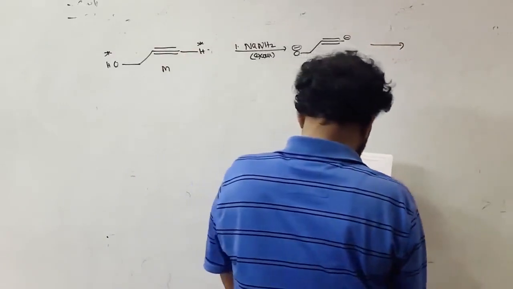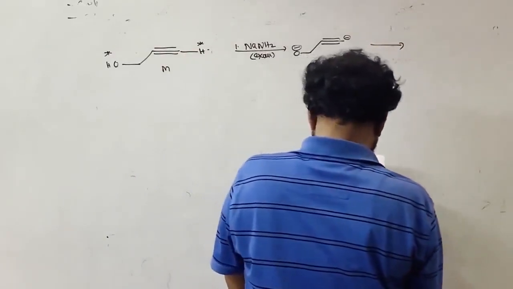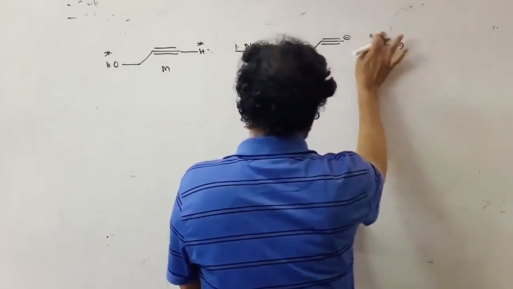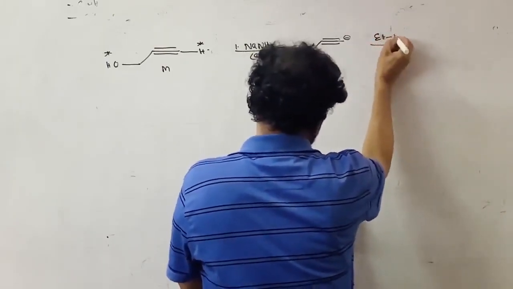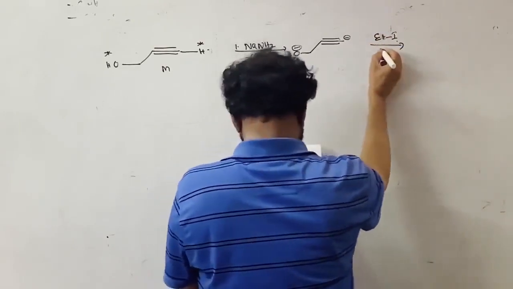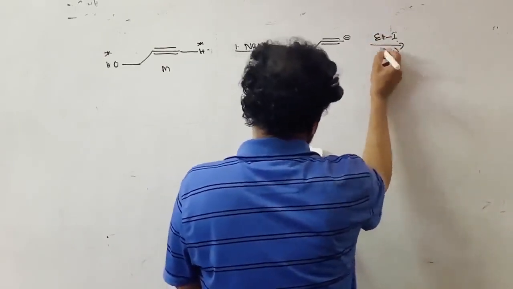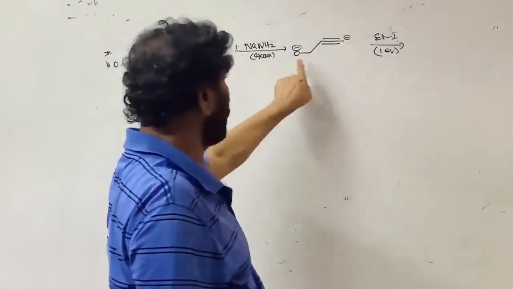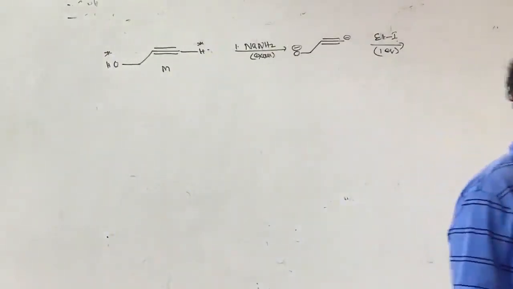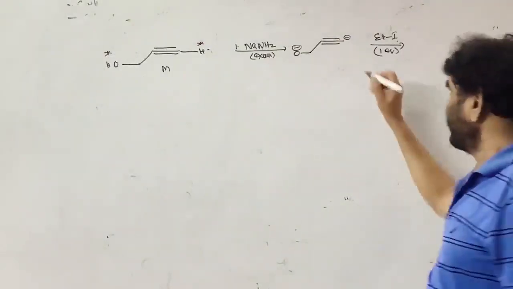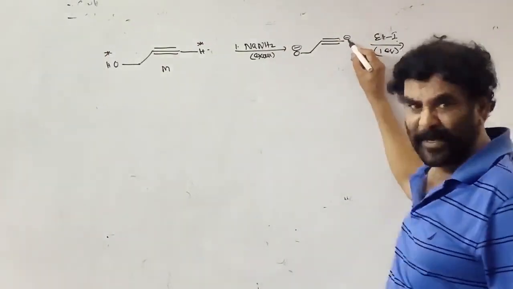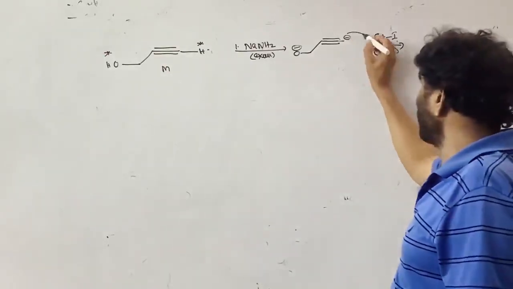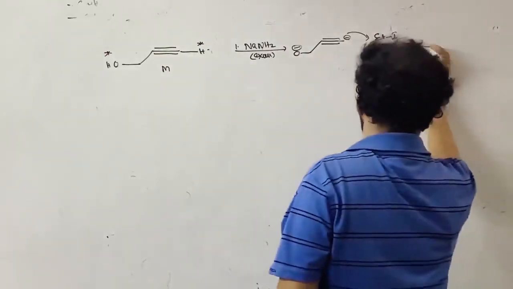Now it is treated with ethyl iodide, only one equivalent. So there are two nucleophilic sites. Which is the stronger base, and which is the stronger nucleophile? The carbon with the negative charge is the stronger nucleophile, so it attacks.